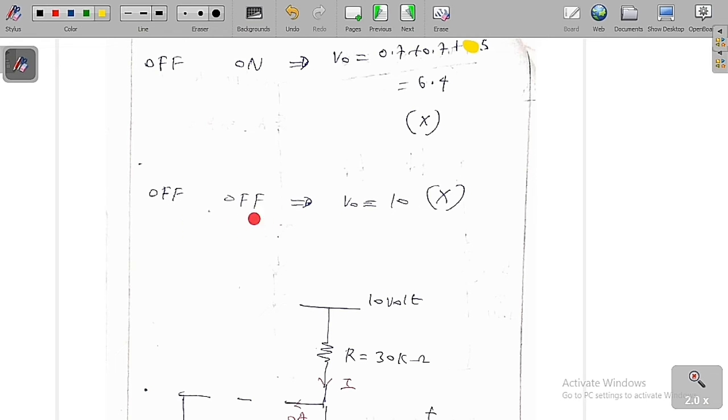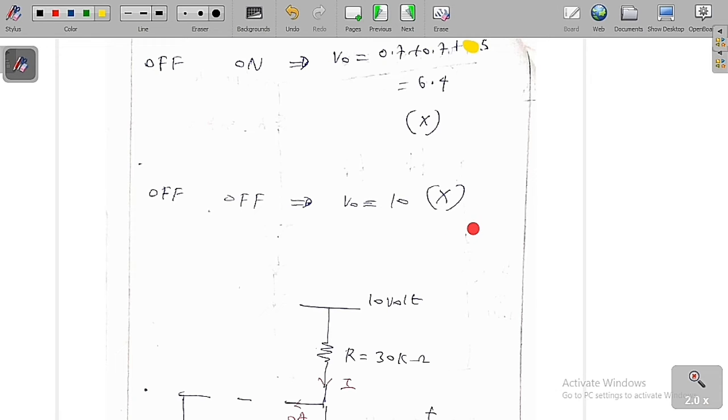And the last case is both are off. If D1, D2, D3 are off and D4, D5 are off, then what is the output voltage? It is equal to VDD, 10 volt. But if this is the case, then D4, D5 are on, because here V naught is greater than Vs. Similarly, V naught is greater than the ground potential, so again D1, D2, D3 are on. So all of this result is contradicting our assumptions. So this is also wrong.